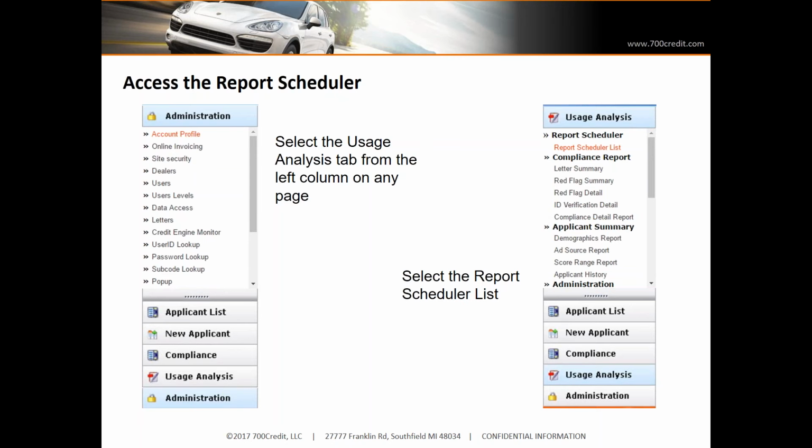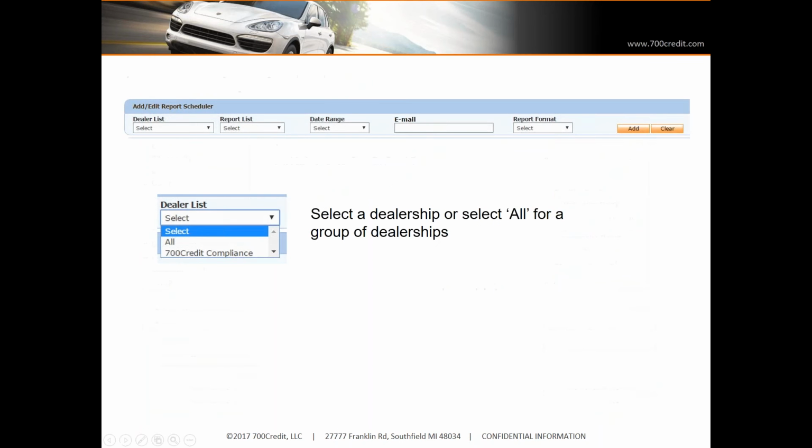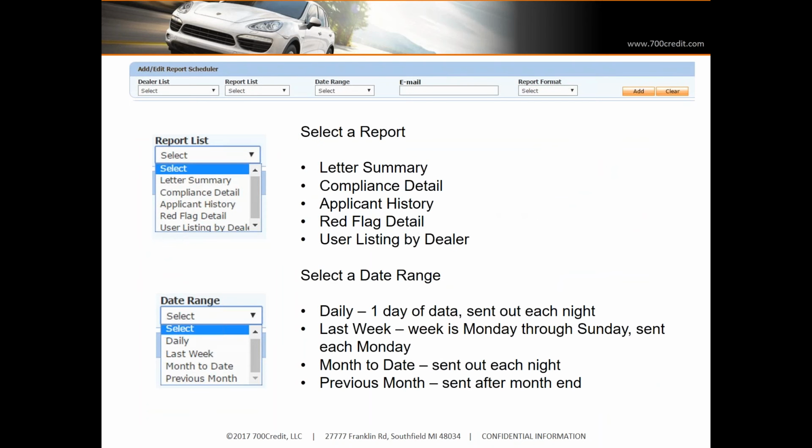So there's only a few steps needed to put this process in place. Select the Usage Analysis tab located in the left margin of 700 Dealer, and then you select Report Scheduler List. It's right here. The next step is to select one of the 5 reports available, then select the time frame.